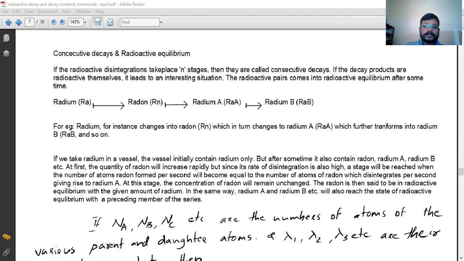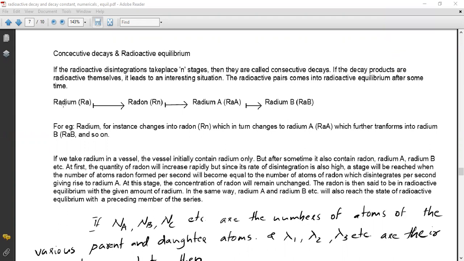What do we mean by consecutive decays and radioactive equilibrium? If a radioactive disintegration takes place in n different stages, then they are called consecutive decays. If the decay products are radioactive themselves, it leads to an interesting situation: the radioactive sample comes into radioactive equilibrium after some time.